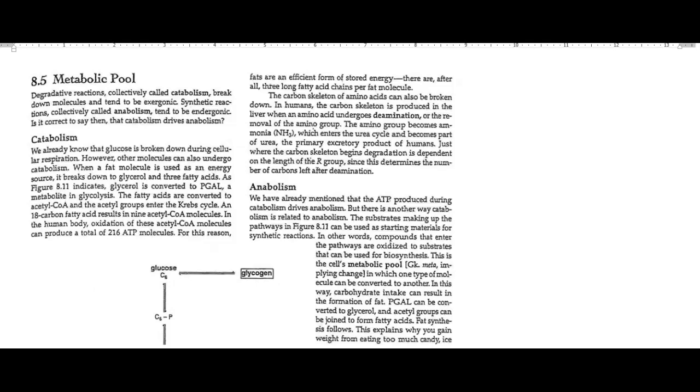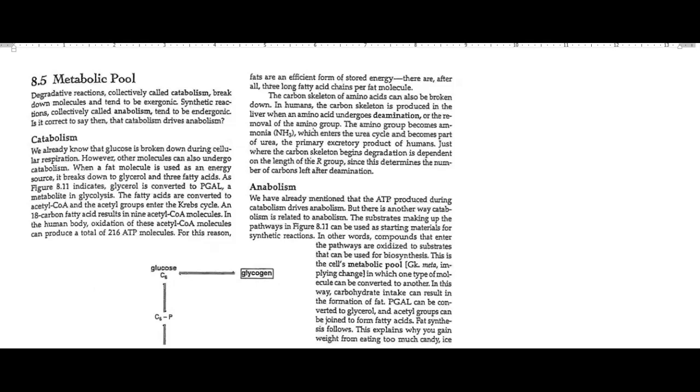In humans, the carbon skeleton is produced in the liver when an amino acid undergoes deamination, or the removal of the amino group. The amino group becomes ammonia, NH3, which enters the urea cycle and becomes part of urea, the primary excretory product of humans, urine. Where the carbon skeleton begins, degradation is dependent on the length of the R group, since this determines the number of carbons left after deamination.